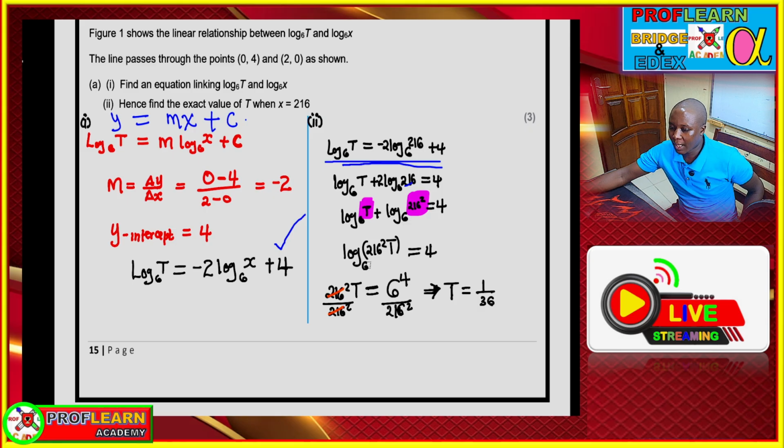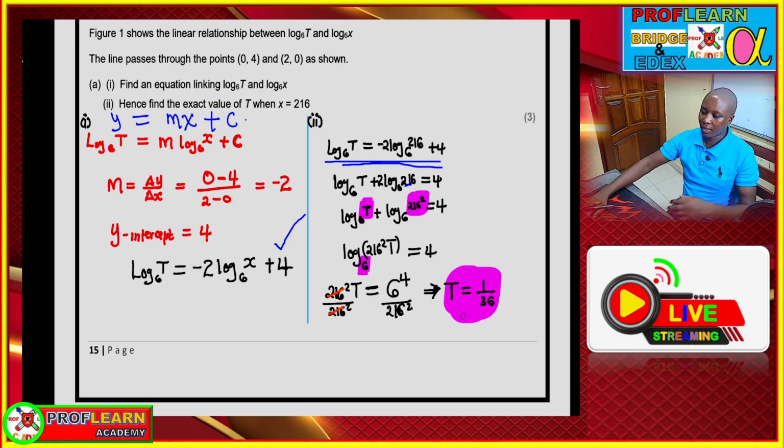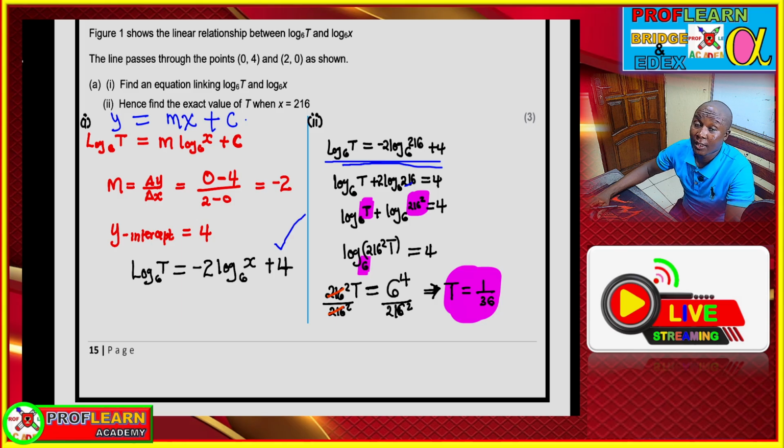And then we shall now express it in index notation. So we're going to say 6 is the base raised to power 4 is equal to whatever we have here. So we shall have 216 squared t is equal to 6 raised to power 4. Then you divide by 216 squared, and the final answer for t is going to reduce to what? 1/36. 1/36 is the answer.